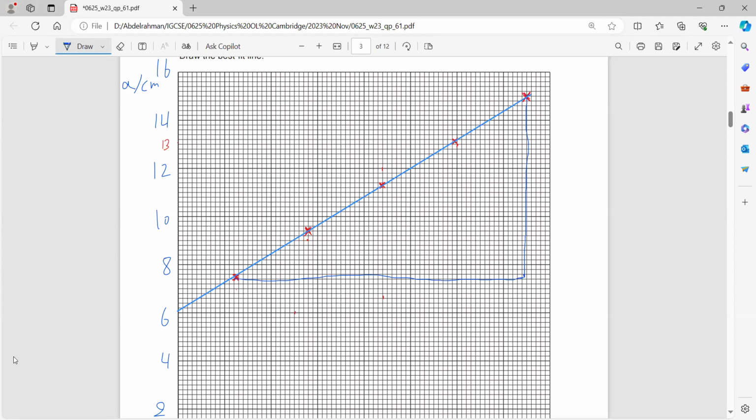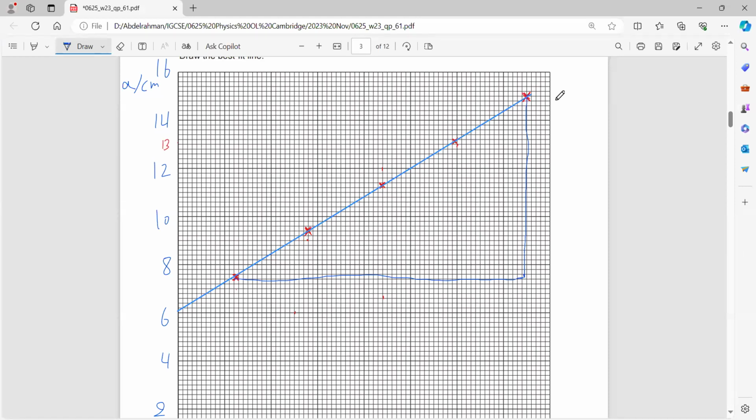Do I have to use the triangle method? Yes, you have to draw this line. You must draw this line. The triangle method, you have to do it. If you don't do it, you will lose a mark. Here the gradient is worth 2 marks. If you don't do this triangle method, you will definitely lose a mark.